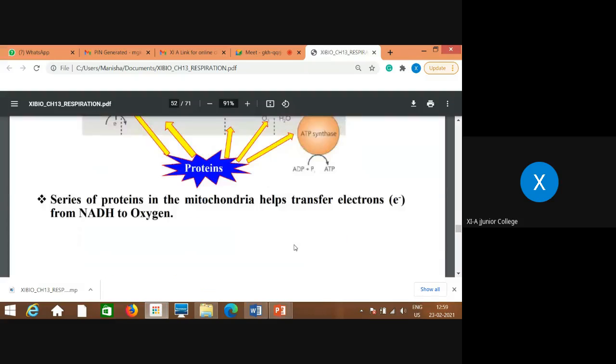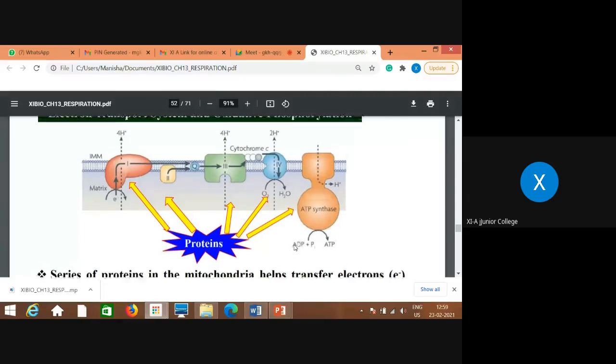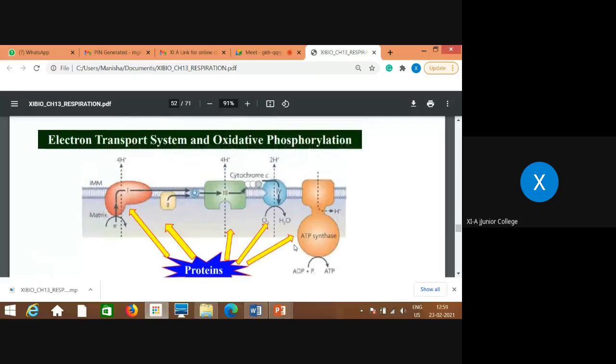Now if you can understand this diagram, this is one and the same, but shown in a different manner, because here these are the complexes. This is complex 1, complex 2, complex 3, then complex 4, and at the end this is ATP synthase, where all these are proteins. This is the mitochondrial matrix. This is the head part, you can say, and this is the base part.